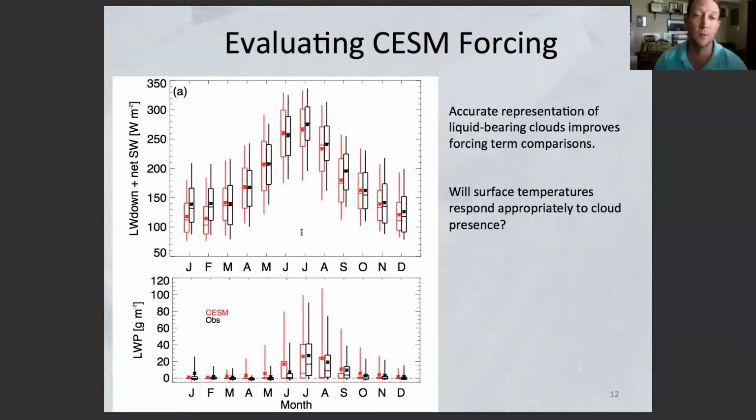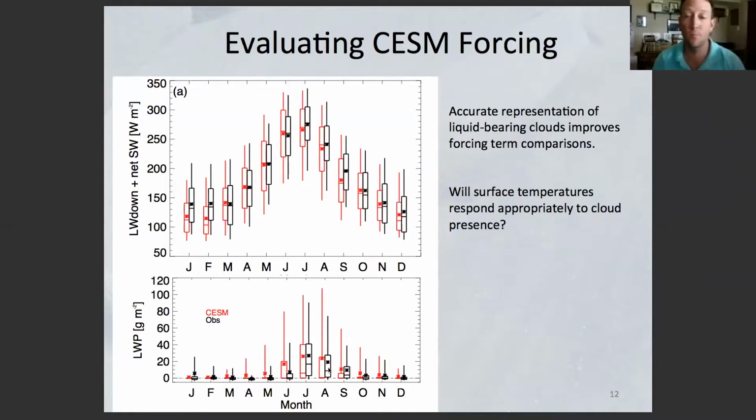So if we look at the two perspectives, the forcing and the response, you can see the comparison of CESM shown by the red box and whisker plots and the observations in the black. You see a nice comparison of the forcing terms between those box and whisker statistics. And then we get a fairly decent representation of liquid-bearing clouds, or the liquid water path, shown in the bottom panel. And so a more accurate representation of those will really improve the forcing comparisons.